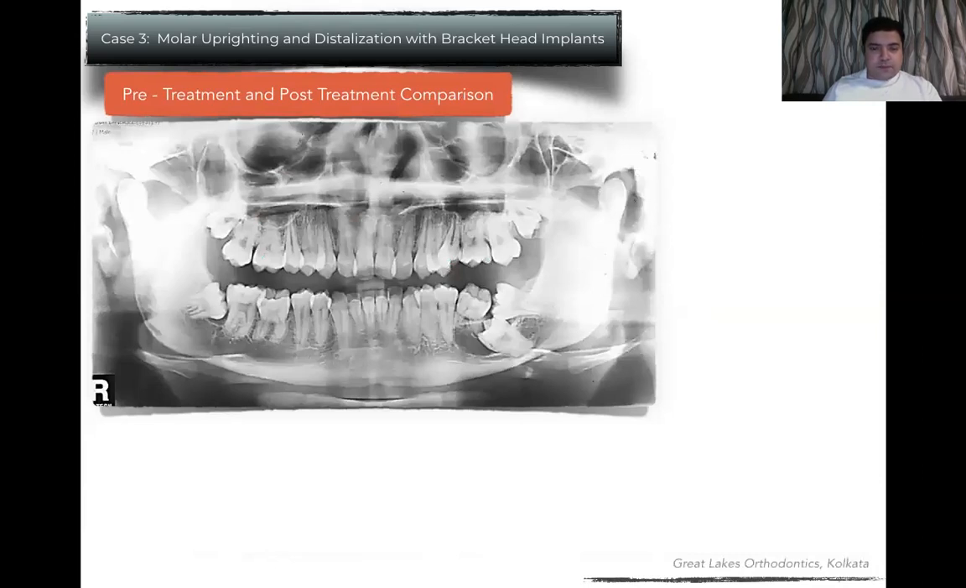So what happened in the OPG? Initially we had all these impacted teeth, what we have already discussed, and a dentigerous cyst. So we extracted these two teeth, uprighted, did a marsupialization of the cyst and uprighted the remaining teeth and brought them into occlusion.